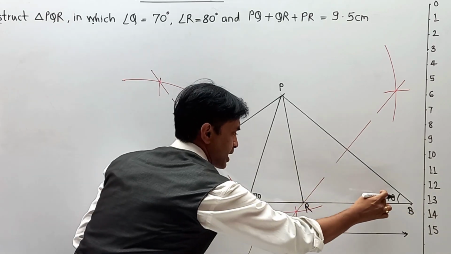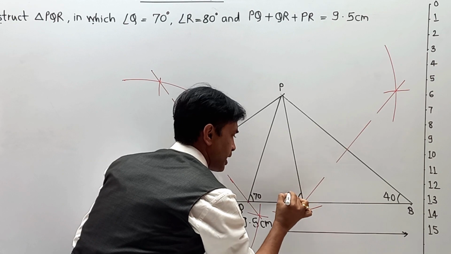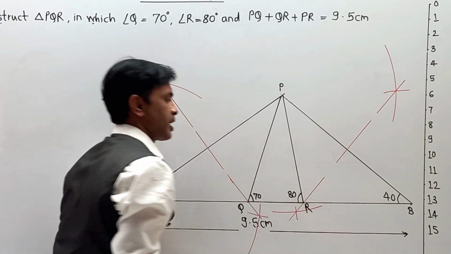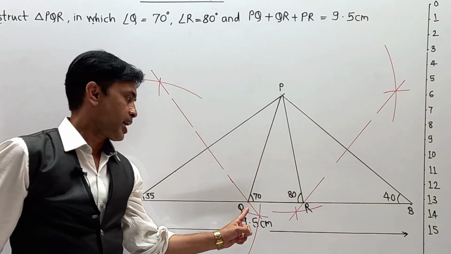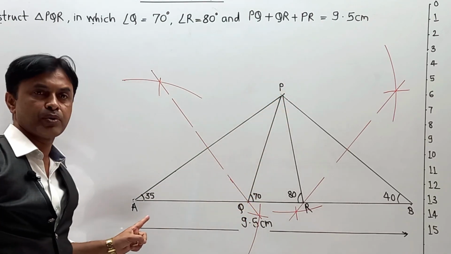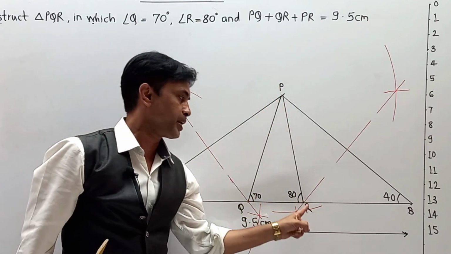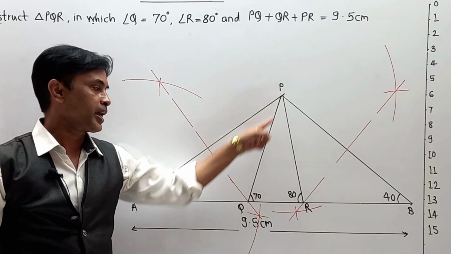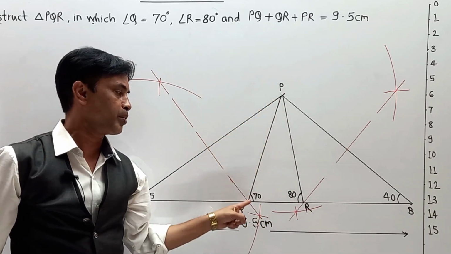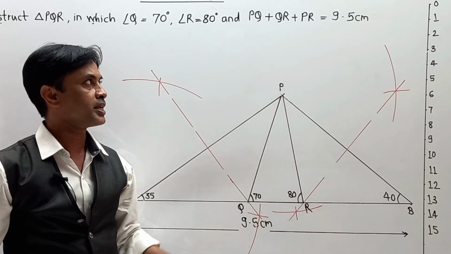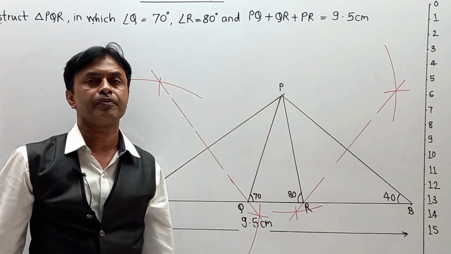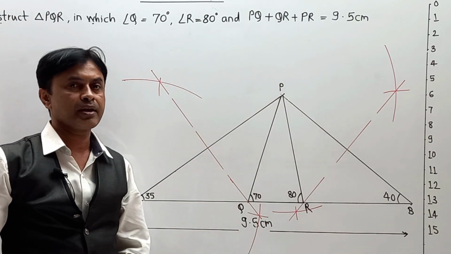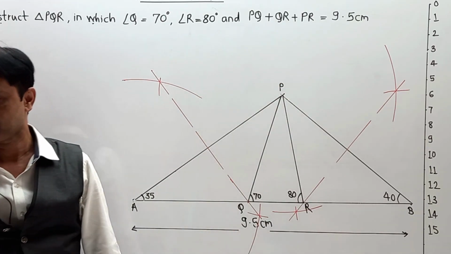No doubt this angle is 40, so automatically angle R becomes 80 degrees, and definitely as QP equals QA and RP equals RB, the addition of all three sides of triangle PQR automatically becomes 9.5 centimeters. And in this way we complete the construction.